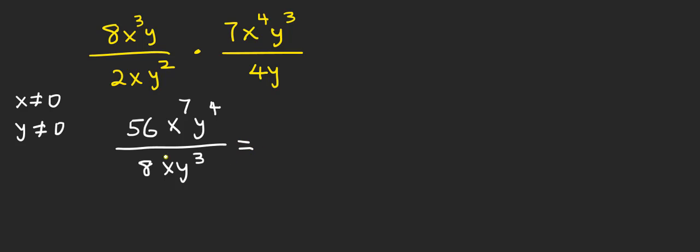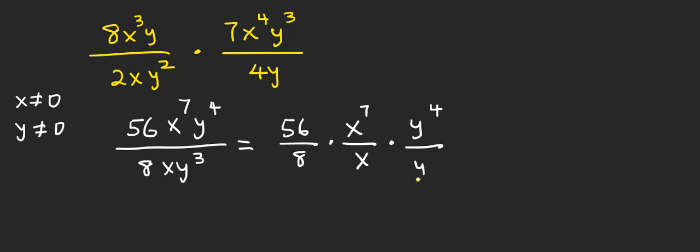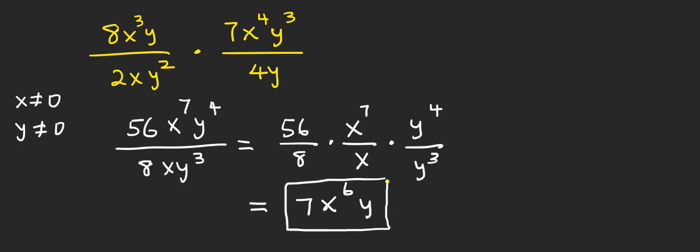So that's going to be 56 over 8 times x to the 7th over x times y to the 4th over y to the 3rd. 56 divided by 8 is 7. x to the 7 over x is x to the 6. y to the 4 over y cubed is y. So that will be your final answer.